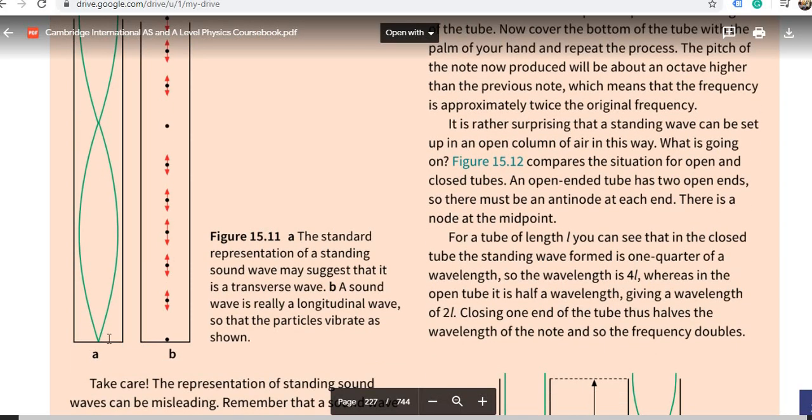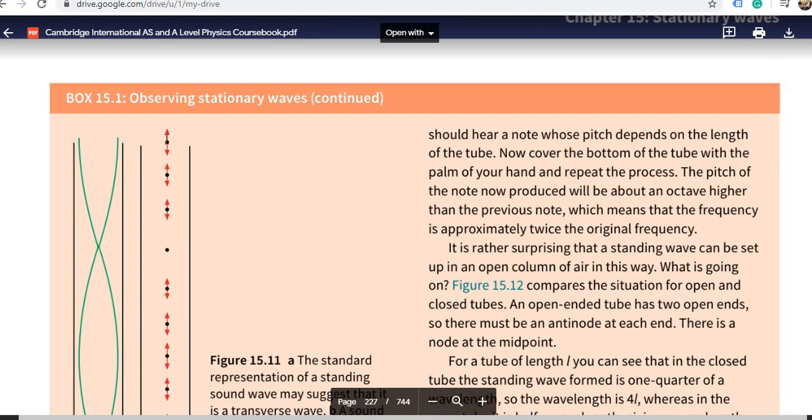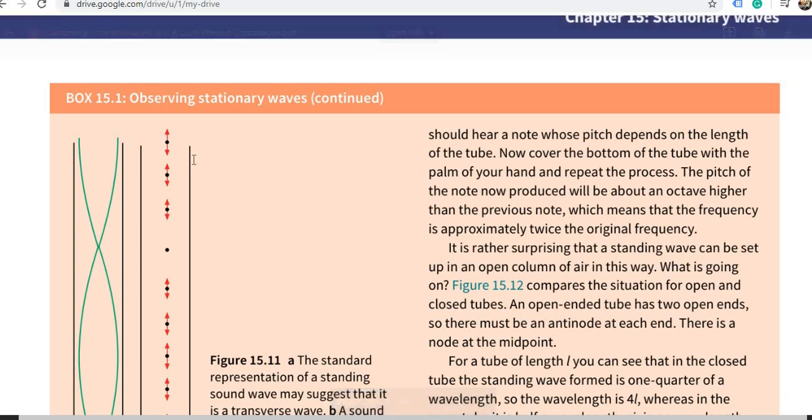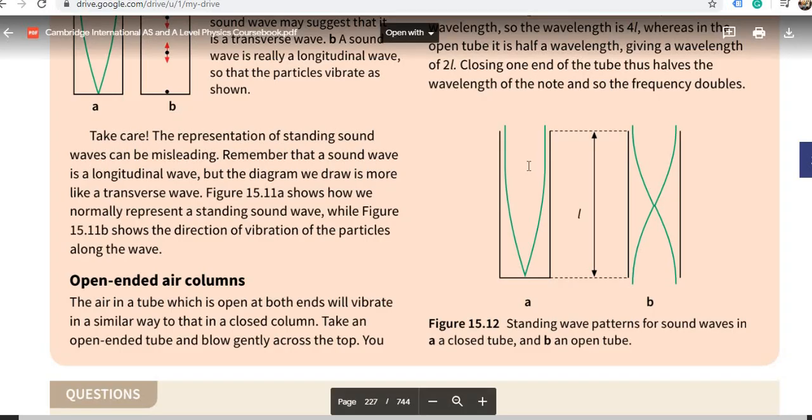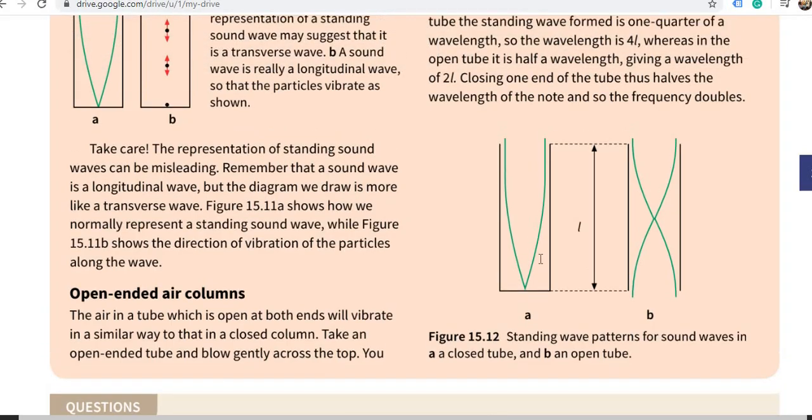Now over here at the node, no vibration. Can you see no red arrows? And here also it's a node. See, no vibration. And can you see the arrows are longest at the antinode, where the amplitude of vibration is maximum. Okay, now this is a tube with one end closed, one end open.